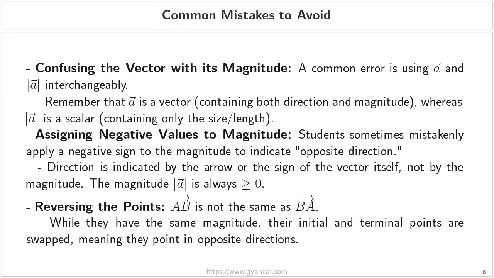Finally, watch out for reversing your points. It is crucial to remember that the vector from A to B is not the same thing as the vector from B to A. While it is true that they share the exact same magnitude, their anatomy is different. In the first case, A is your initial point. In the second, B is your initial point. Because their starting and ending points are swapped, they are pointing in completely opposite directions.